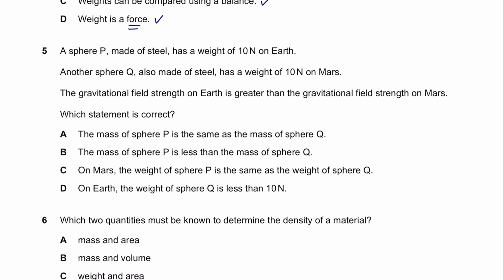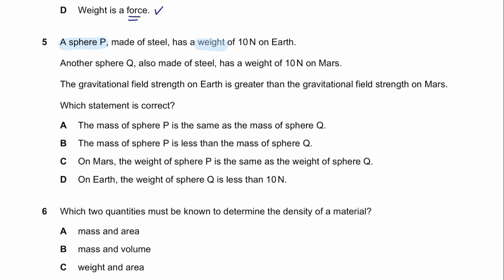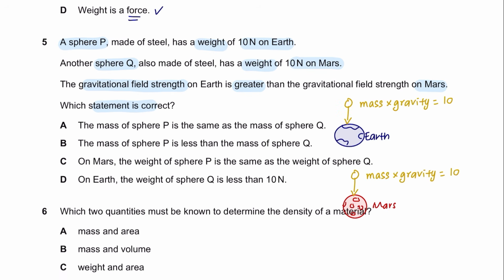Question 5. A sphere P made of steel has a weight of 10 Newton on Earth. Another sphere Q, also made of steel, has a weight of 10 Newton on Mars. The gravitational field strength on Earth is greater than the gravitational field strength on Mars. Which statement is correct? We know that weight is the product of mass times gravity, and they mentioned here that the gravity on Earth is higher compared to the gravity field strength on Mars, which is lower. But both of them have the weight of 10.